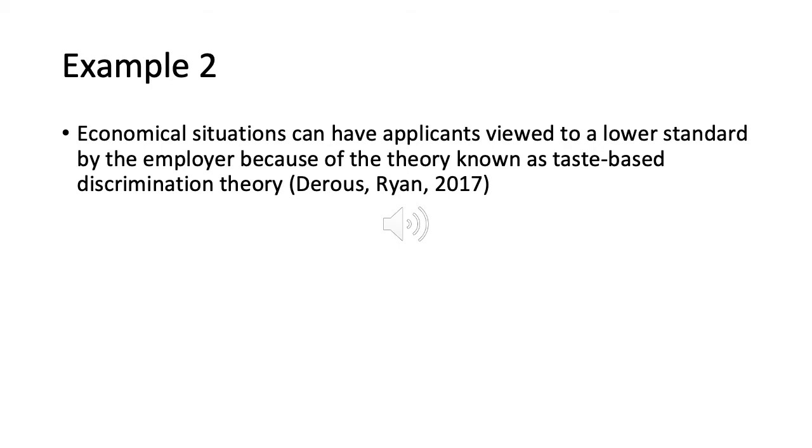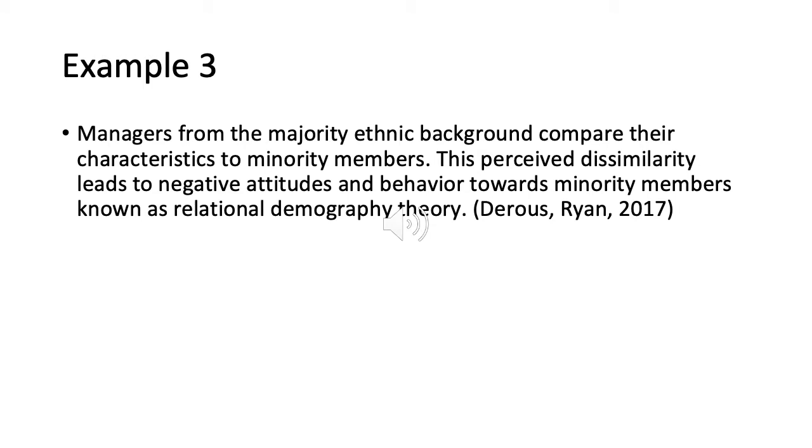The third example of implicit bias comes from the employer or manager being from the majority ethnic background and comparing their characteristics and experiences with minority members. The perceived dissimilarity leads to negative attitudes and behavior toward minority members. This is known as the relational demography theory. Now we will take a look at some of the reasons that implicit bias should be eliminated in the workplace.